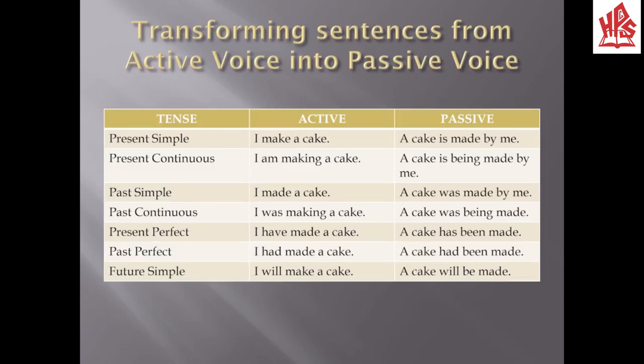Now you have to write "by" before your new object. A cake is made by me. I have added the object as "me". When I converted "I" into the object, it is changing to "me".